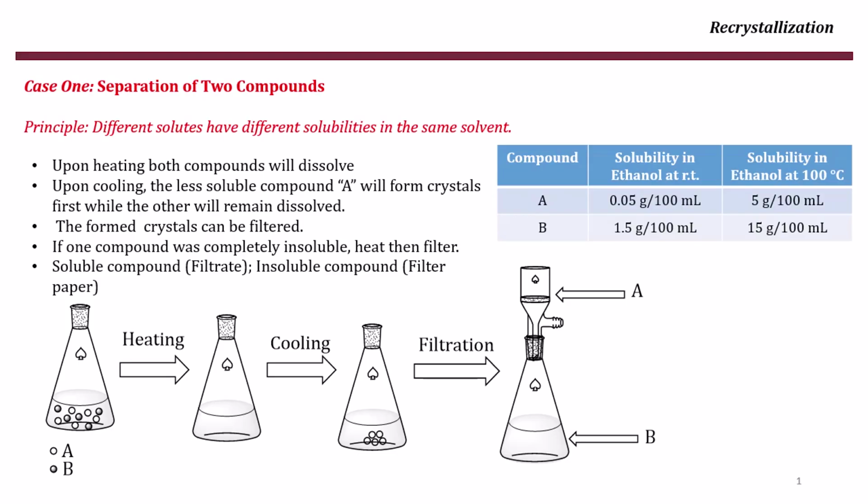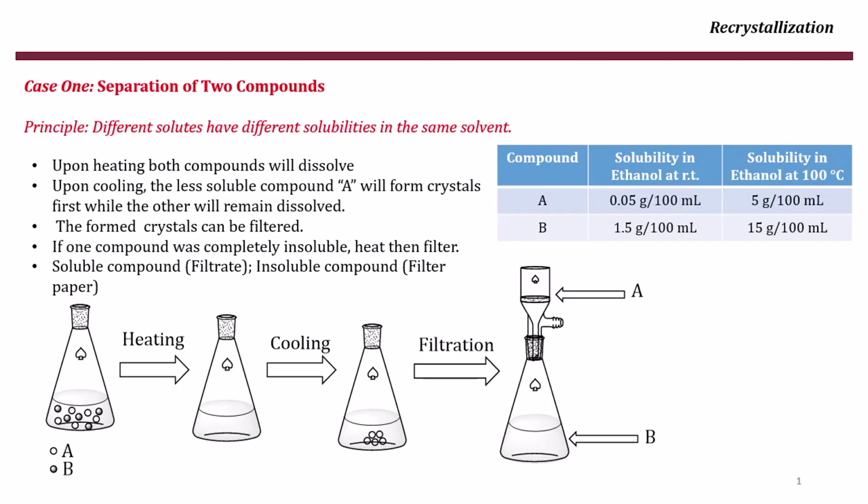The table shows an example of two compounds in ethanol. Compound A has a very low solubility at room temperature, only 0.05 grams per 100 milliliters, but at 100 degrees Celsius its solubility increases to 5 grams per 100 milliliters. Compound B is much more soluble, 1.5 grams per 100 milliliters at room temperature and 15 grams per 100 milliliters at 100 degrees Celsius. This difference allows us to separate them.